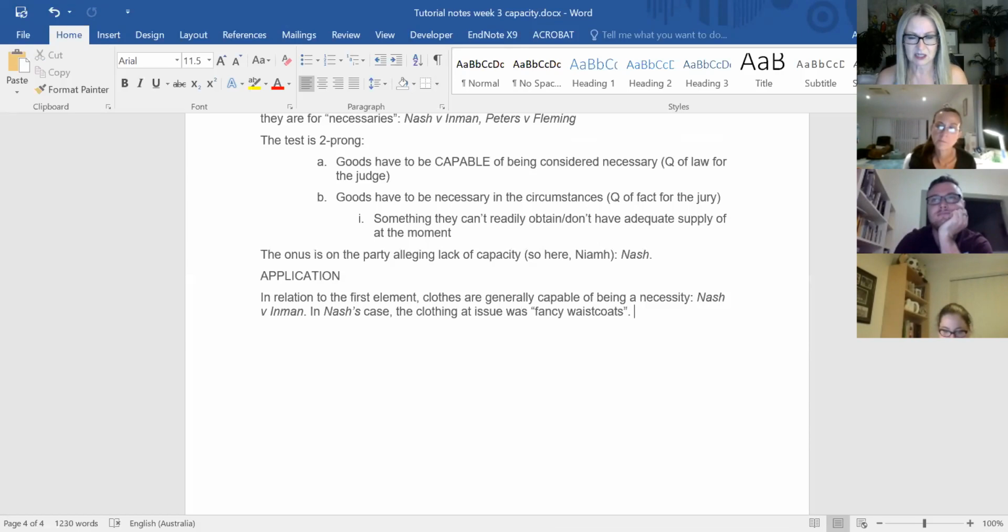Okay, in relation to the second element, was the dress a necessary in this?